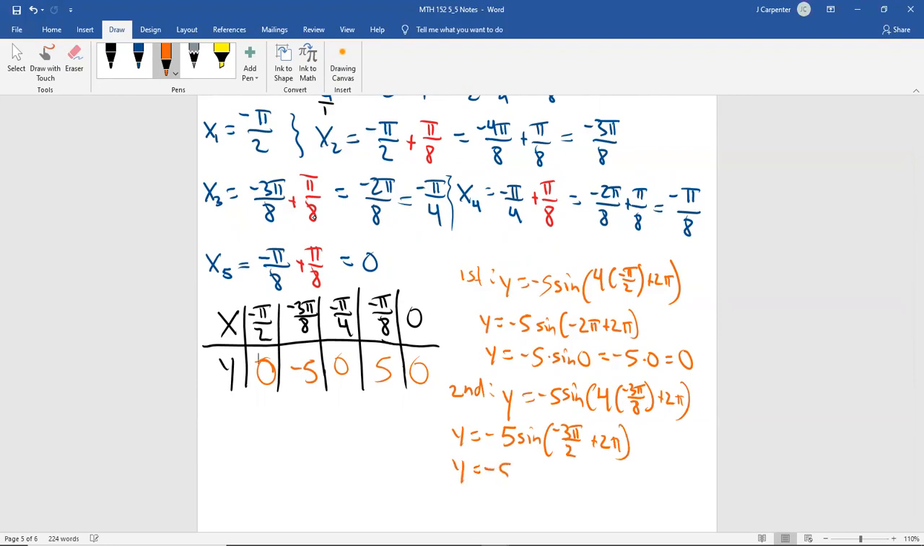which is negative 5 times the sine of, if you get an LCD, that's going to be negative 3 pi over 2 plus 4 pi over 2, which is negative 5 times the sine of pi over 2, which is negative 5 times 1, which is negative 5.